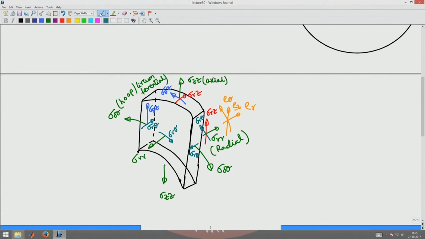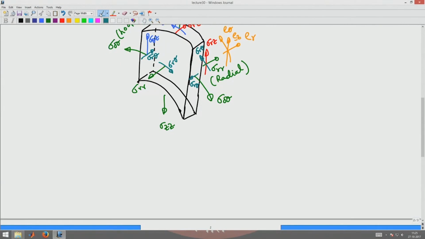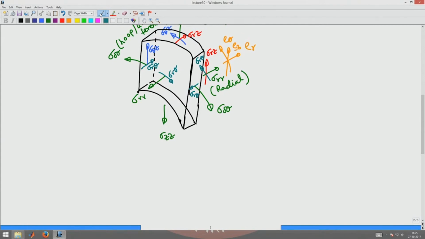Now, having understood the meaning of the components of stresses in cylindrical polar coordinates and the direction in which they act, let us go ahead and see what is the gradient of displacement and divergence of sigma in cylindrical polar coordinates. I am not going to derive these equations, I am going to take them as given to you.